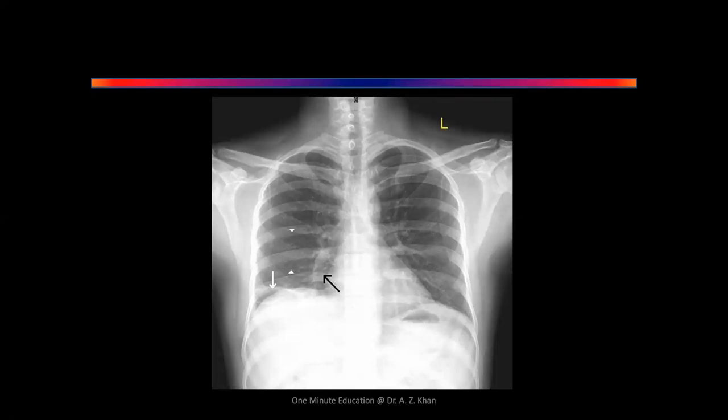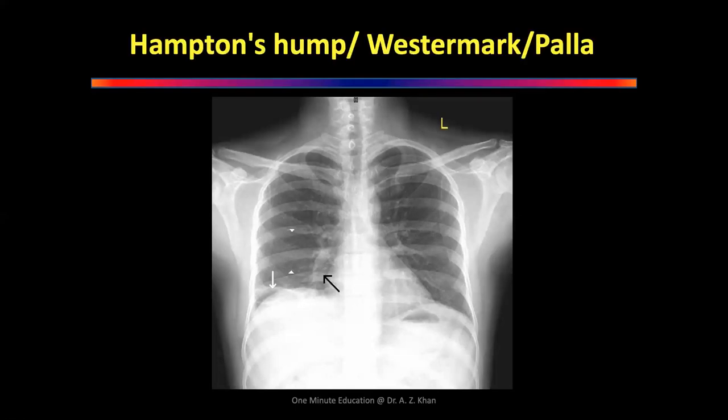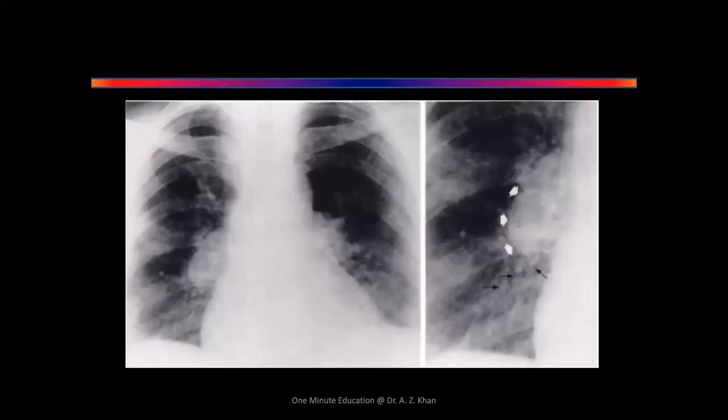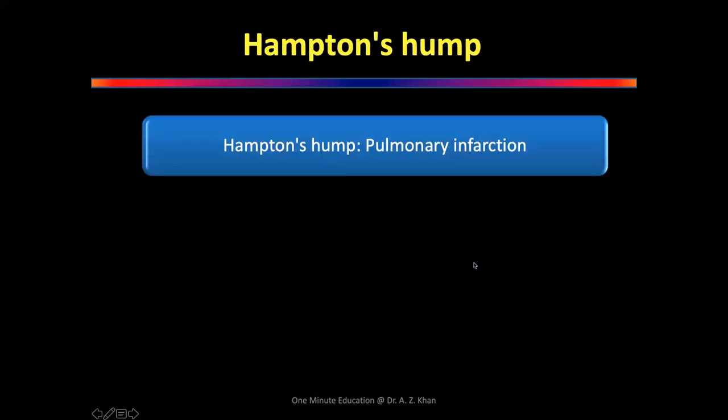Yes. The three signs are Hampton's hump, Westermark sign, and Palla's sign, okay? And I'll show you each one of them, just wait. So here you can see this white thing here. What is that? And a black thing here. So that is the Palla's sign, okay? So what does that represent? Let's go through both of them.